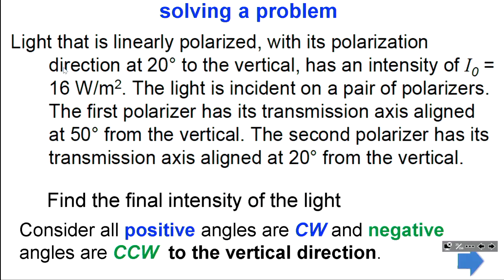There is a standard agreement which we always follow. We measure angles normally from vertical direction, from the y-axis. And for the polarization, for some reason, most people treat clockwise angles as positive, counterclockwise angles as negative. But because, again, cosine is squared, it doesn't really matter absolutely. We just have to treat those angles differently.